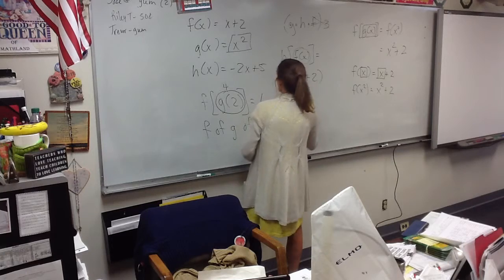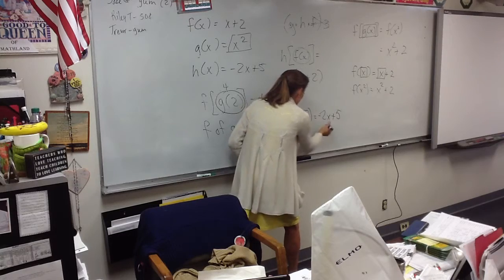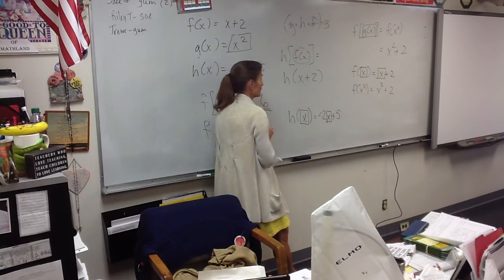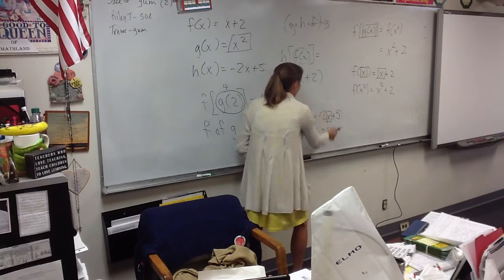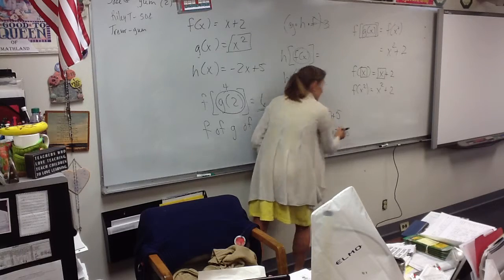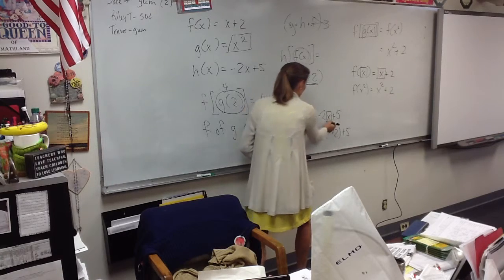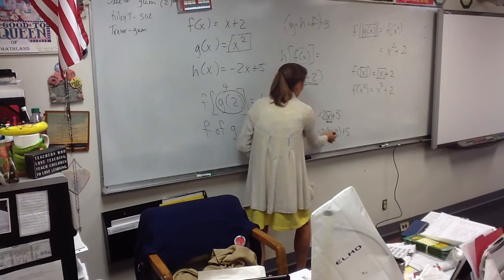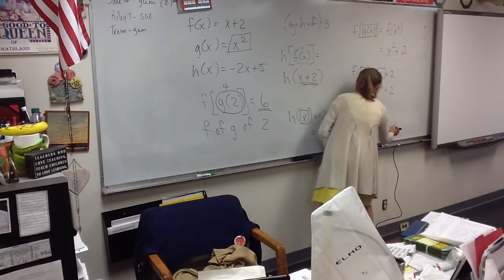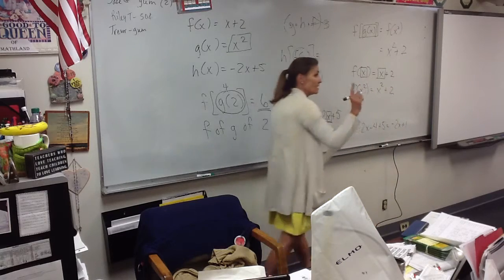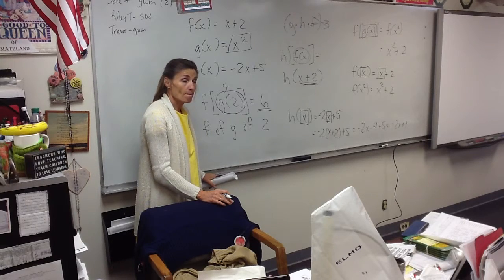Now, kids, this is h of x. Whatever is here goes here. So we're going to have negative 2 times x plus 2, plus 5. Whatever is here goes here. So negative 2 times x plus 2, plus 5, which is negative 2x minus 4 plus 5, or negative 2x plus 1. That's your final answer, negative 2x plus 1. You have to simplify it.